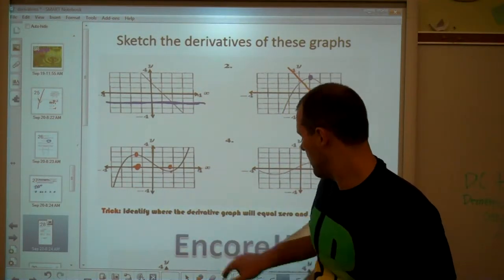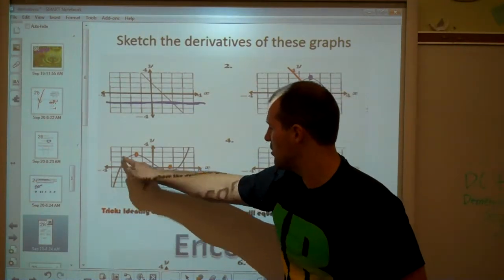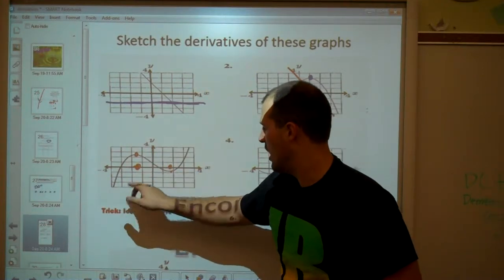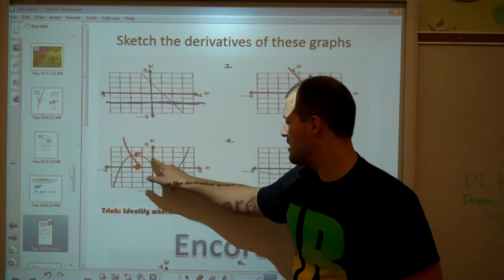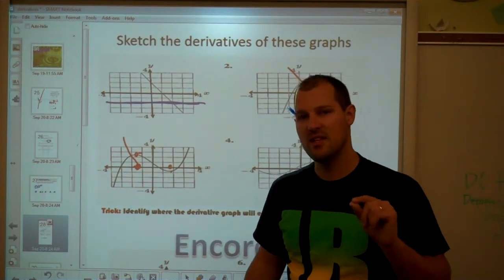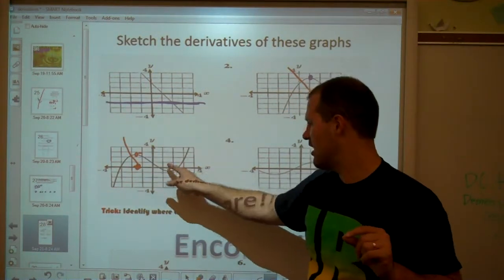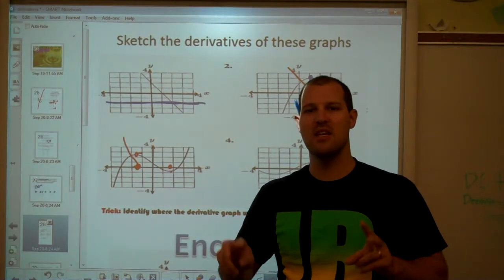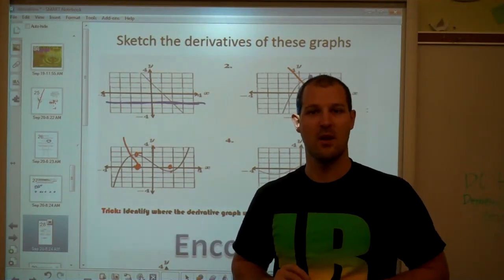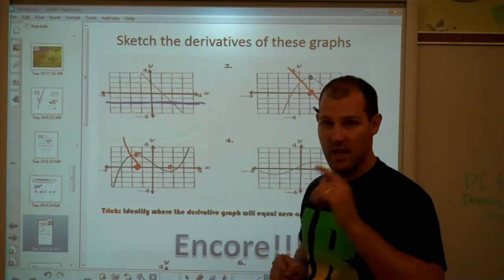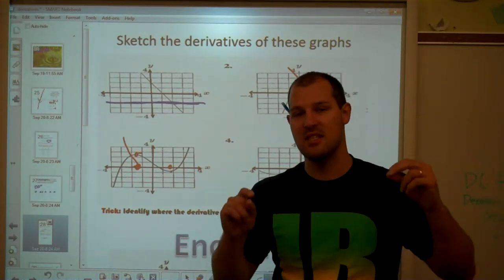What that's going to look like is, here I'm increasing, so I need to be above the axis. Here, it's decreasing, and we're going to add one thing to this. When it's decreasing and then changes back to increasing, I want you to find the steepest point. Now, this is actually what's called an inflection point. We're going to talk more about that in a later lesson. But for now, think of it as the steepest point.